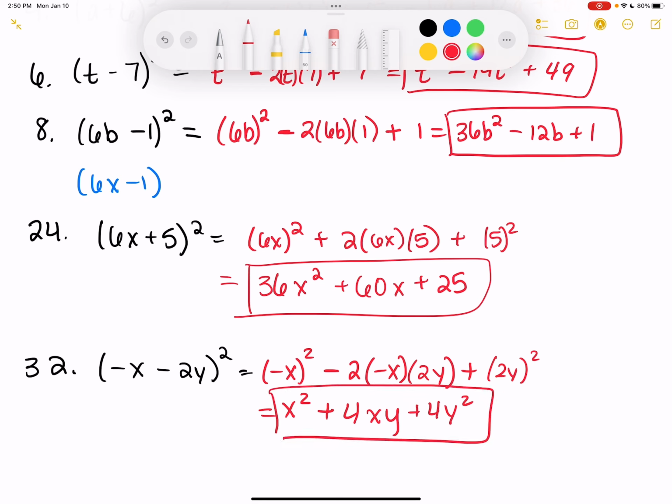So how do we feel about this type? I don't like negative signs. I think I'm good. I just don't favor negatives.